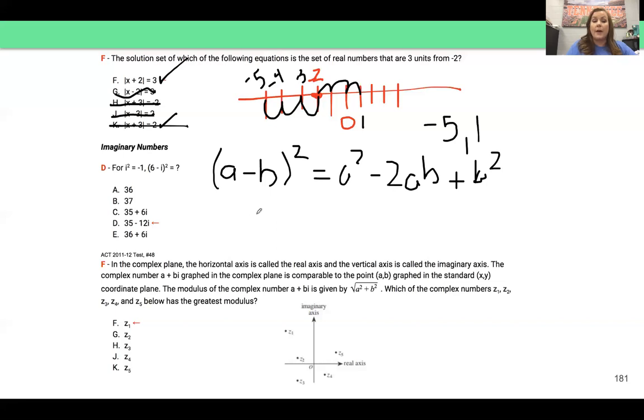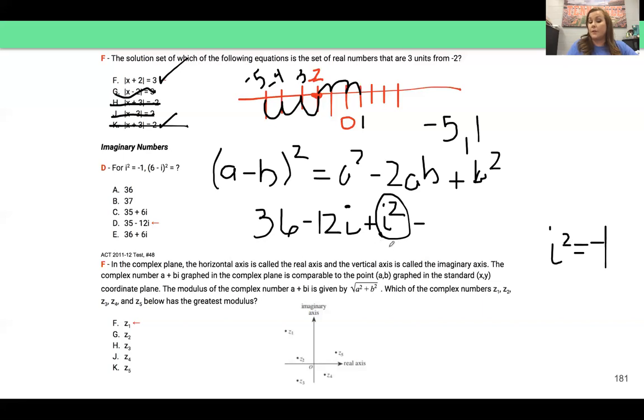So you can FOIL it out, or I know this is going to be 36 minus 12i plus i squared. And since I know that i squared is equal to -1, then I can substitute this for -1. So then 36 minus 1 gives me the 35.